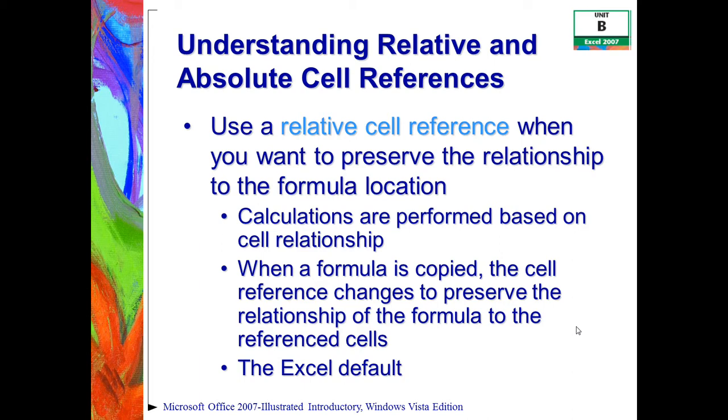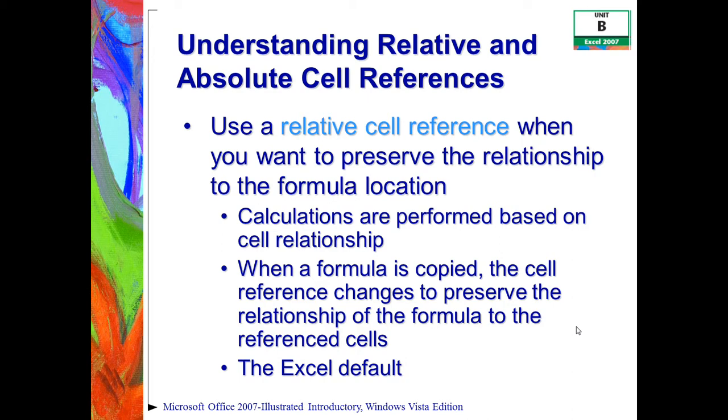First of all, you use a relative cell reference when you want to preserve the relationship to the formula location. When you create a formula that references other cells, Excel normally does not record the exact cell address. Instead, it looks at the relationship that the cell has to the cell containing the formula.